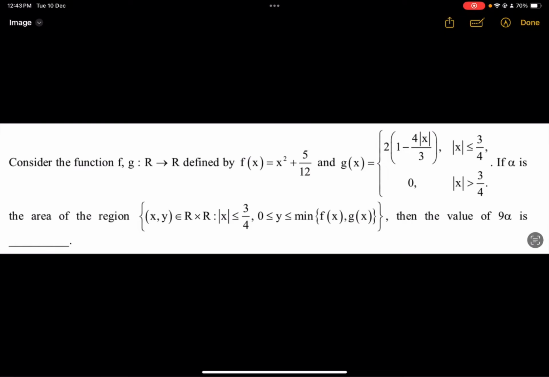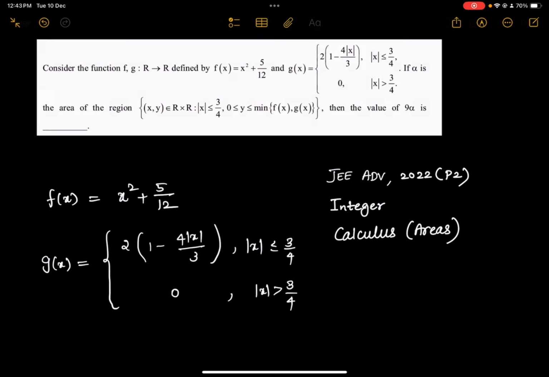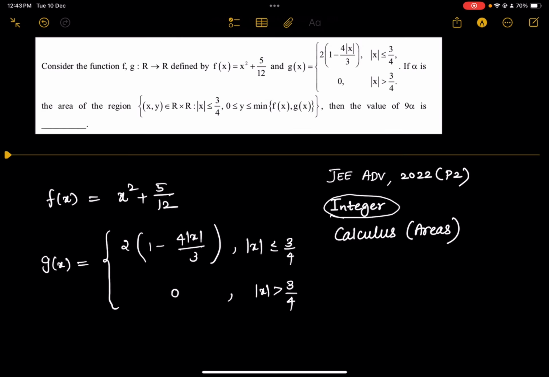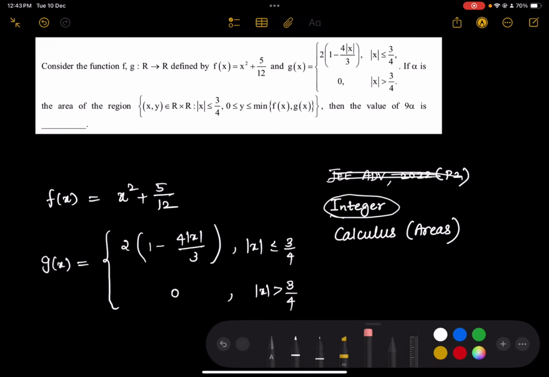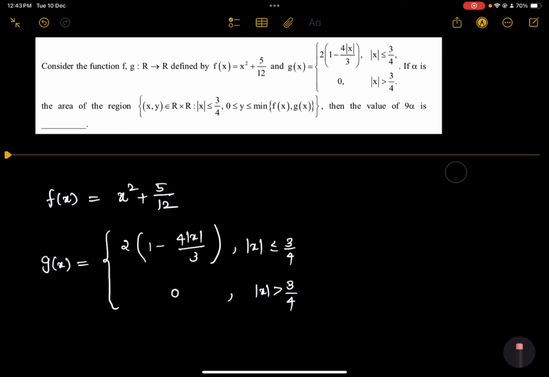Hi, this question appeared in JEE Advanced 2022 in its second paper. So basically we have to find out the area of a region. It is an integer type question. The question is from the topic areas and definite integration. Alright, so let us go ahead and solve this question.